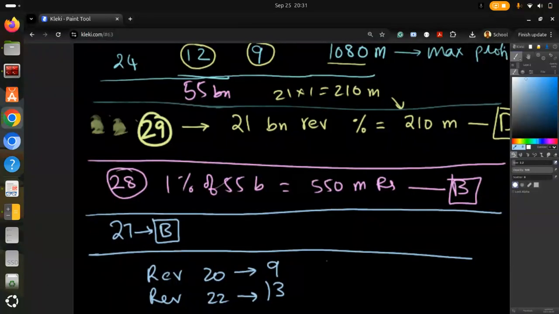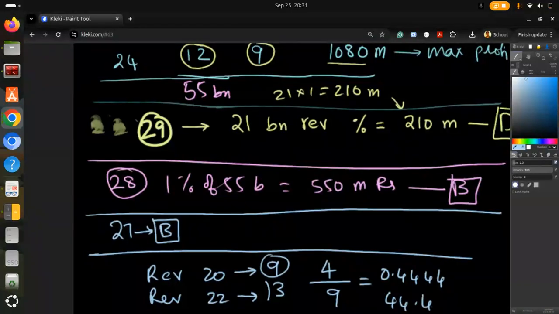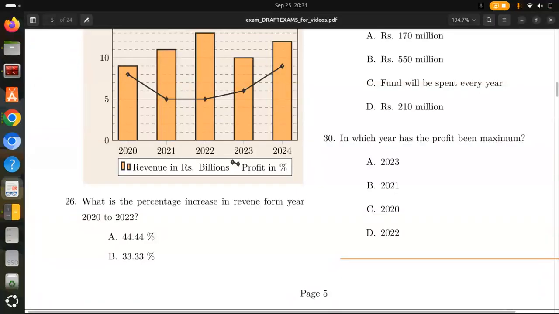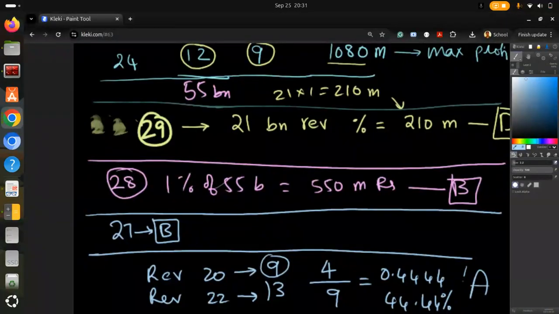So the increase is 4. Okay, so 13 minus 4. But what is the base? With respect to 2020, the percentage increase we need to calculate. So the base will become the value of the 2020, that is 9. So 4 by 9 is 0.4444 and so on. So into percentage, it becomes 44.44%, which will be matching with option A here. So the answer is option A.